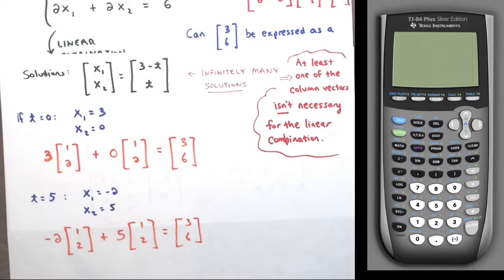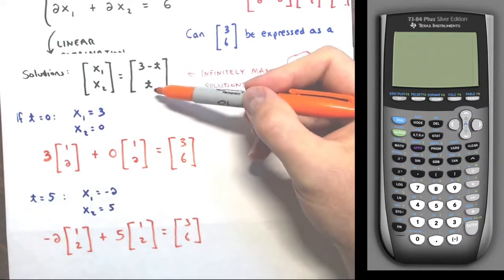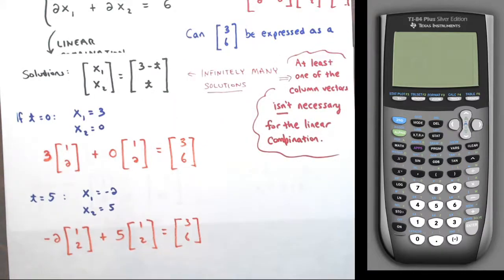Right? As long as those coefficients, those weights, add up to 3. Right? 3 minus t plus t is 3. As long as the sum of the weights is 3, you'll get a good linear combination here. All right. I'm not going to really worry about this yet.